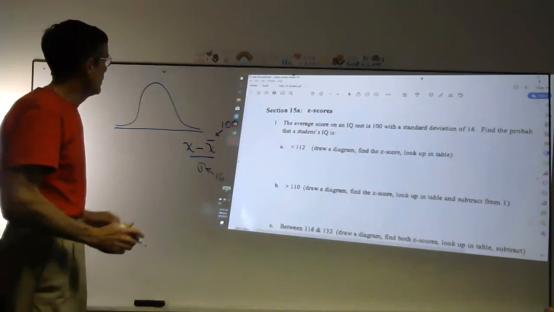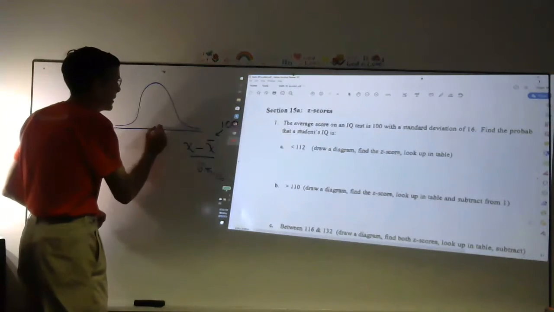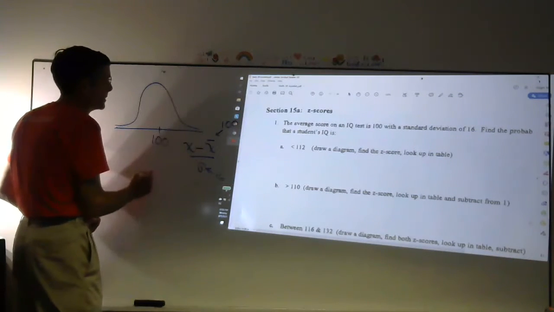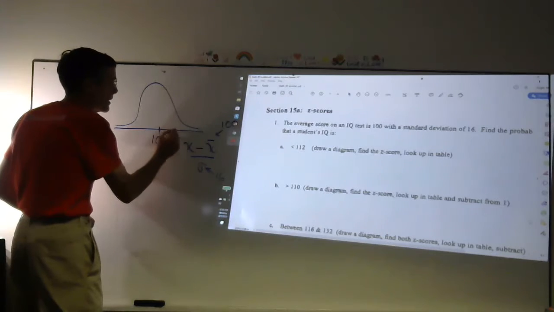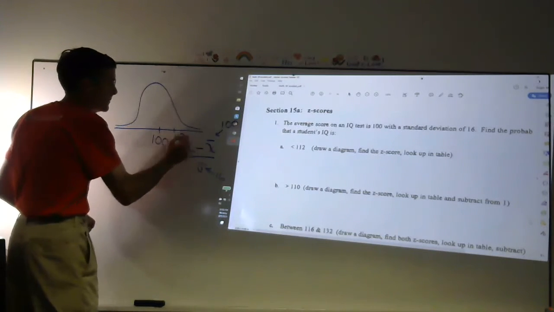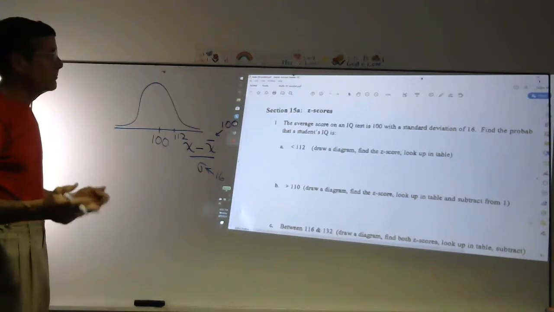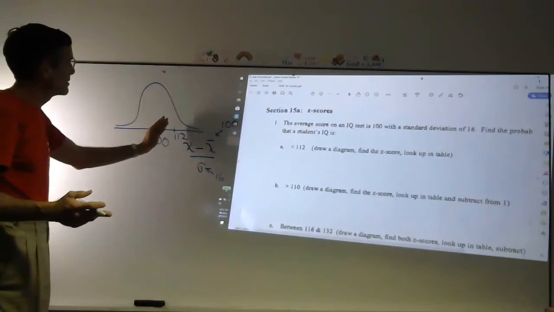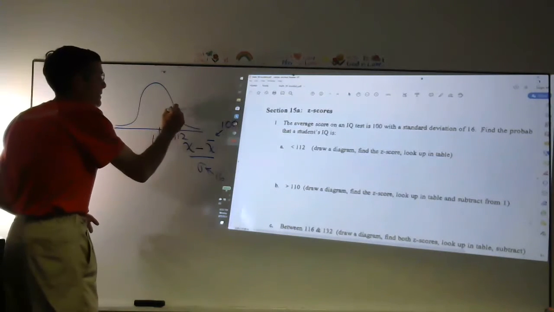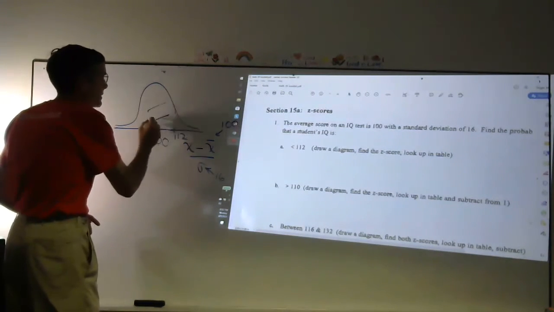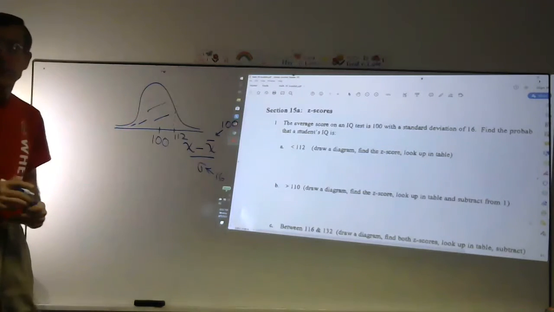Now, the average score is 100, so we're going to put 100 right here in the middle. 112 is roughly right about there. We want to know what's the probability that a student's IQ is less than 112. We want this area.